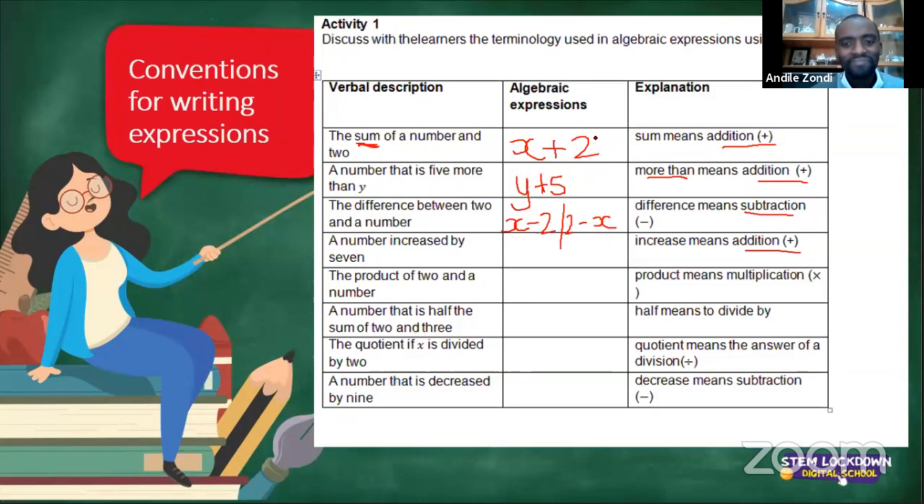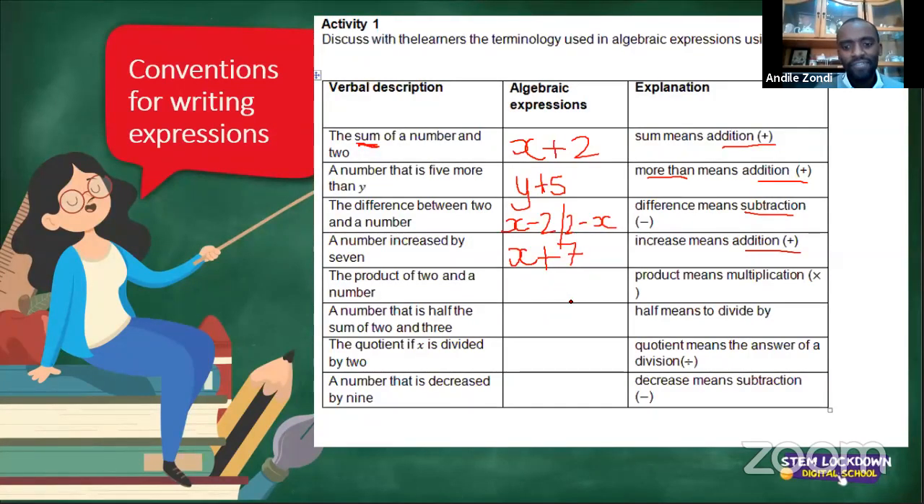Wow, okay. So obviously the correct answer is a number. It could be A, it could be B, it could be anything, but I like using X, right? So X increased by 7. To increase, you're adding. So well done, learners. Congratulations to all of you.